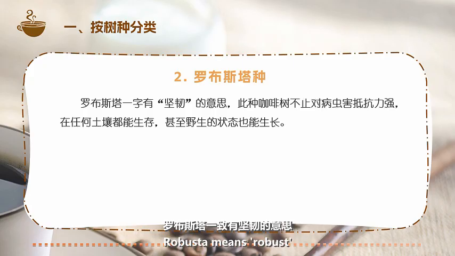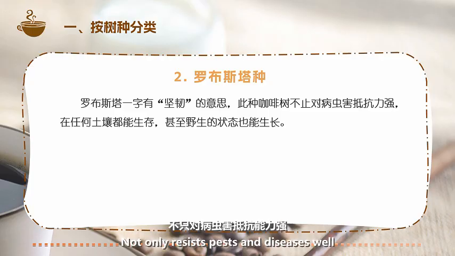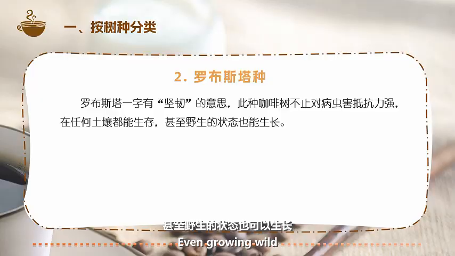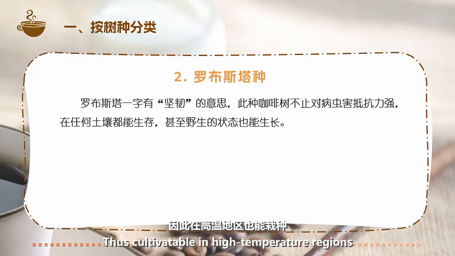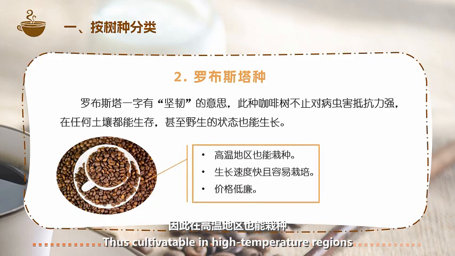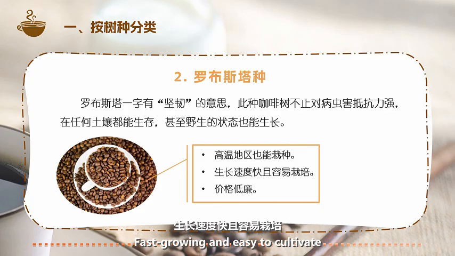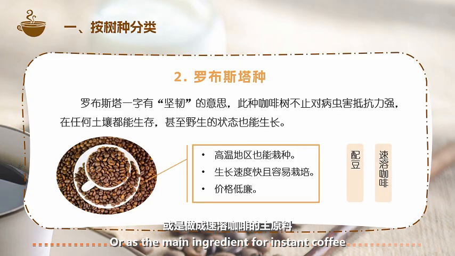Robusta means robust. This coffee species not only resists pests and diseases well, but can survive in any soil, even growing wild. Thus it is cultivatable in high-temperature regions, fast-growing and easy to cultivate, with the advantage of low cost, primarily used for blending, or as the main ingredient for instant coffee.